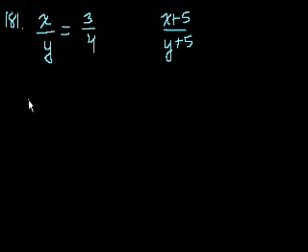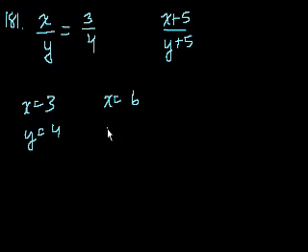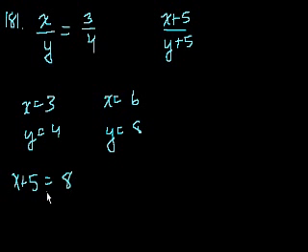So x could be 3. If x is equal to 3 and y is equal to 4, that definitely satisfies this condition. Or we could have x equal to 6 and y equal to 8. That also satisfies a 3 to 4 ratio. But what happens when we add 5 to both of these? x plus 5 would be equal to 8, and y plus 5 would be equal to 9. So the new ratio becomes 8 to 9.